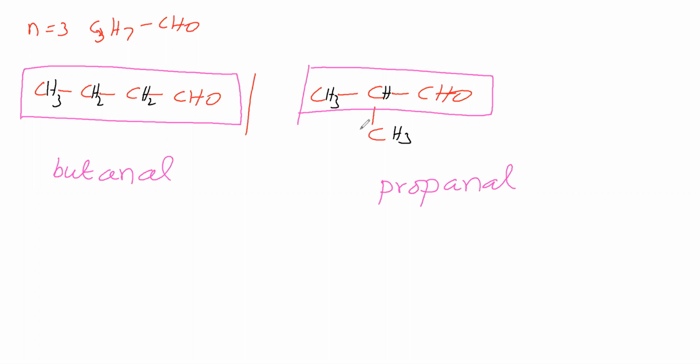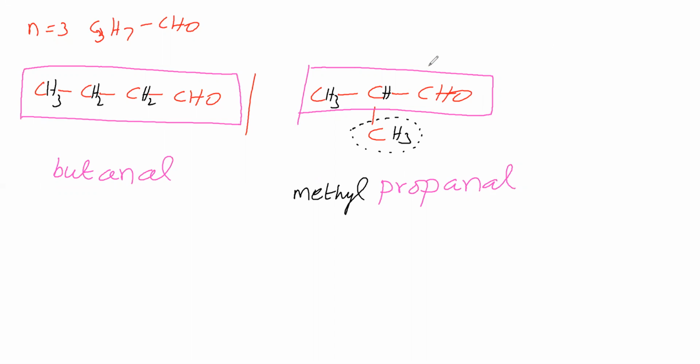Then now we have to say the branch name. This branch is CH3 here, that name we have to say as a prefix, in the sense methyl. Then we have to say the branch position, so we have to give numbering. How to give numbering? The functional group carbon should get the least position.